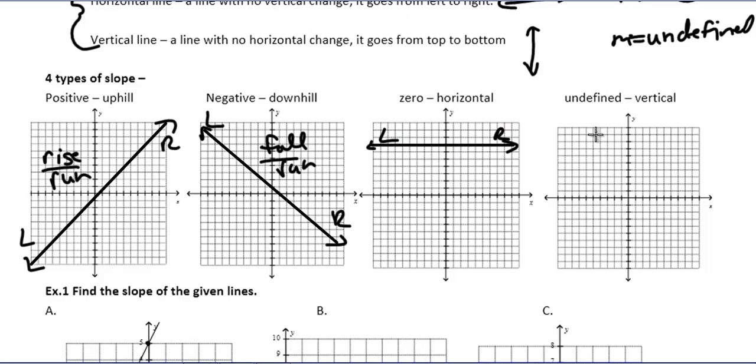And undefined lines are kind of hard to talk about with left to right, because there really is no left or right. There's only up and down on them, so I'm not even going to put the L and R on there. So in general, positive sloping lines are ones that are going uphill, and negative are going downhill.